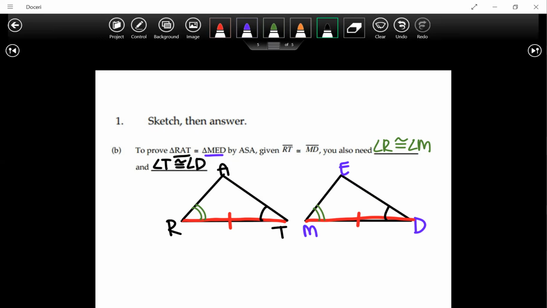Okay. The next part, I could also give you something. I could tell you that RT is equal to 3x plus 2, and I could tell you MD is equal to 5x plus 7. Could I ask you to solve for a value of x? What would you have to do? They're congruent, so how would we solve? Set them equal and solve. That's the type of problems you're going to see tomorrow.